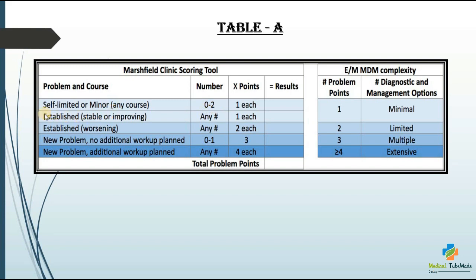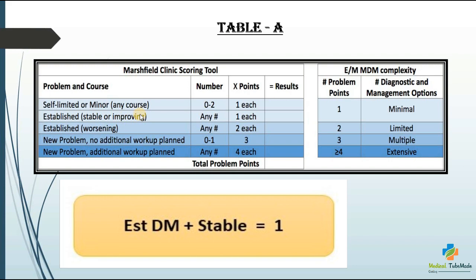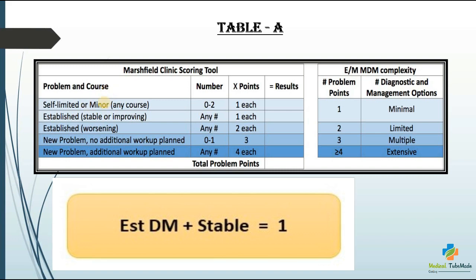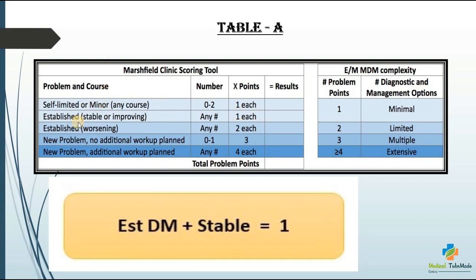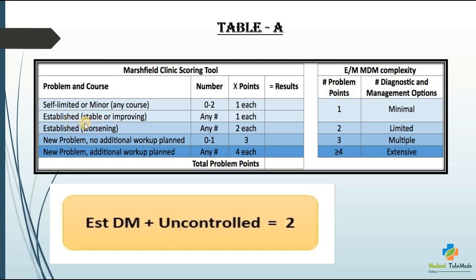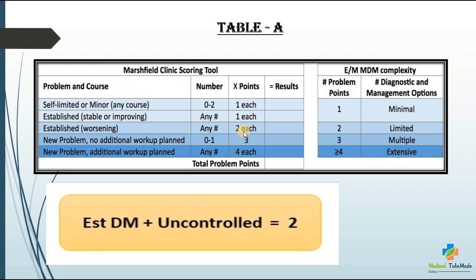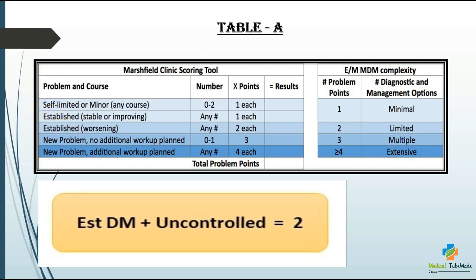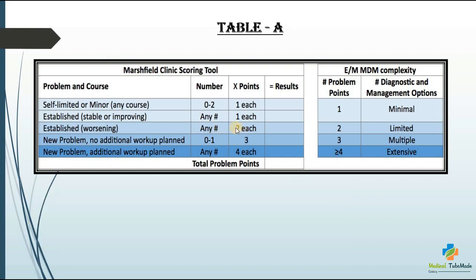Then established problem, stable or improving. Suppose the patient came for a problem and this problem is already an established problem, in that case you can take 1 point. Then the next one is established problem worsening. If the patient came for an established problem and this problem is now worsening, in that sense you can take 2 points. Suppose for example the patient came for diabetes mellitus, and this diabetes mellitus is an established problem, and now it is uncontrolled or worsening, so at that time you can take 2 points. Why? Because it is an established problem worsening.